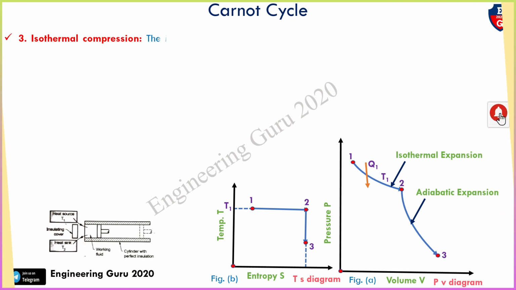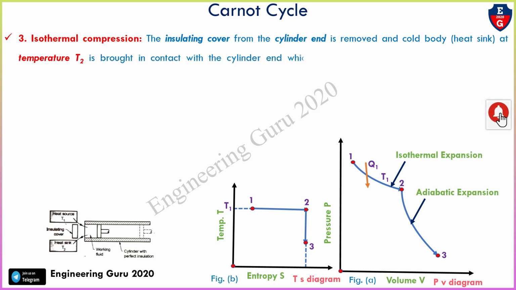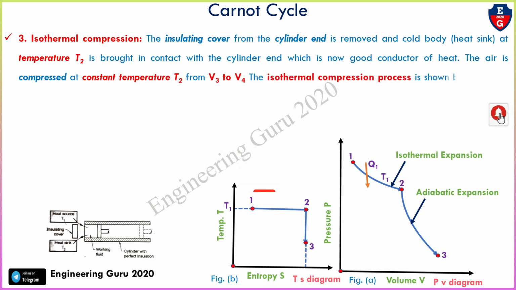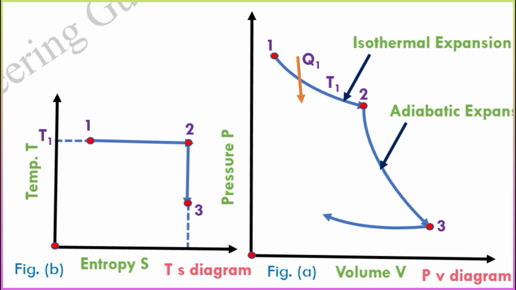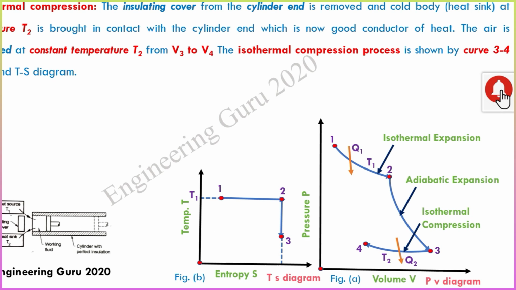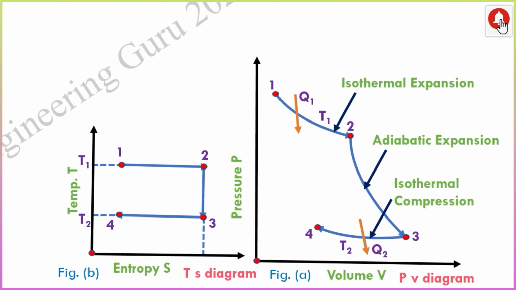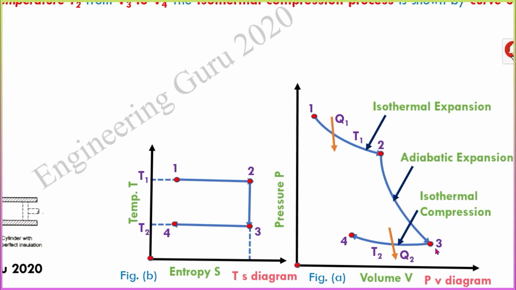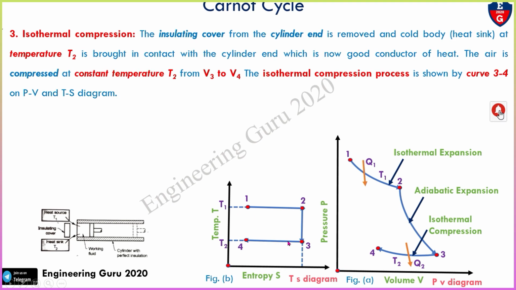Now the third step, that is isothermal compression. The insulating cover from the cylinder end is removed. The cold body, the heat sink at temperature T2, is brought in contact with the cylinder end, which is now a good conductor of heat. The air is compressed at constant temperature T2 from V3 to V4. The isothermal compression process is shown by curve 3-4 in the PV and TS diagrams. In the diagram we can see point 3 and point 4, and in the TS diagram, this 3 to 4 point.